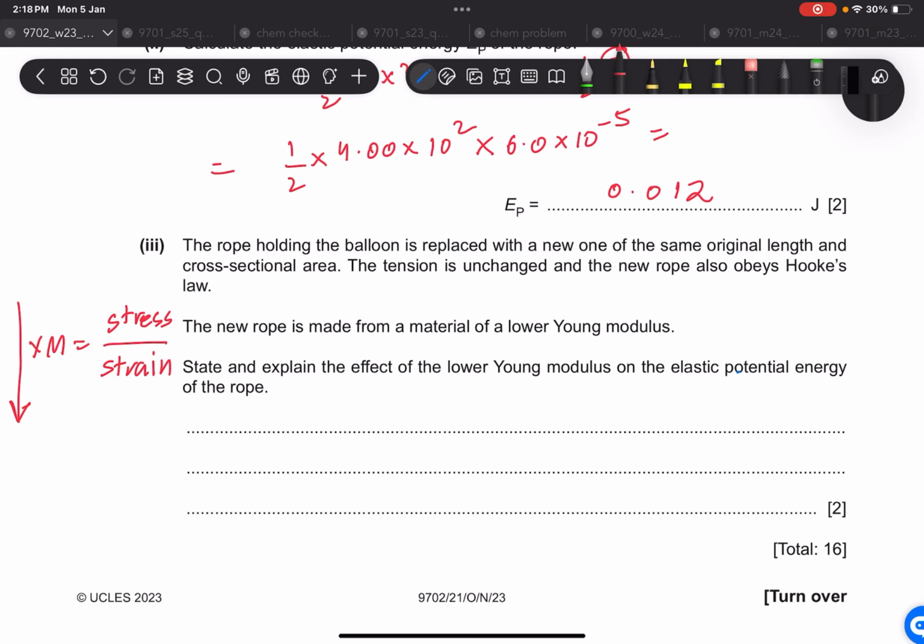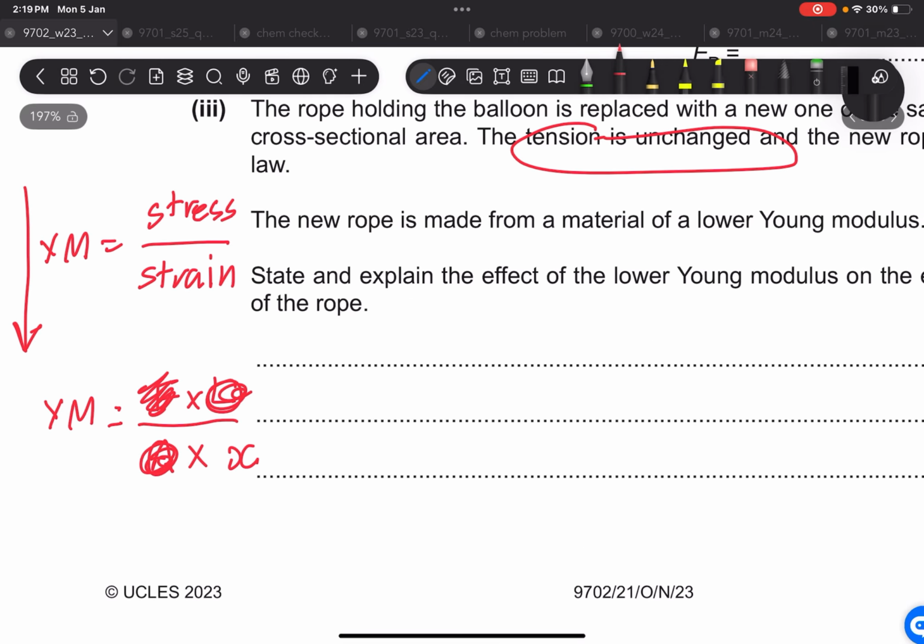If the Young modulus is lower, now I'm going to replace the values. Young modulus equals force into my original length over my cross-sectional area into my extension. They've told us that the tension is unchanged. So tension is unchanged. The rope is replaced with a new one of the same original length. Original length is unchanged and cross-sectional area is unchanged. That means if I'm lowering Young modulus, what's happening?